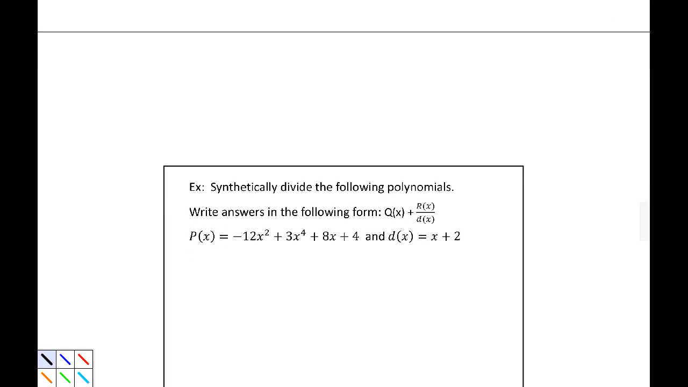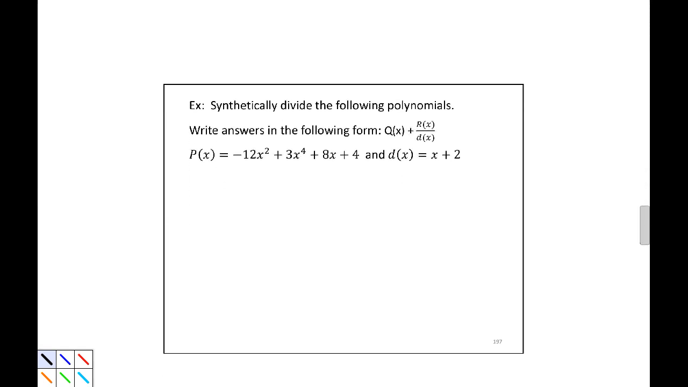Our next example, synthetically divide the following polynomials. p of x equals negative 12x squared plus 3x to the fourth plus 8x plus 4, and d of x equals x plus 2. The first thing we need to do is write this in descending order. P of x is not in descending order, so it would be 3x to the fourth minus 12x squared plus 8x plus 4.